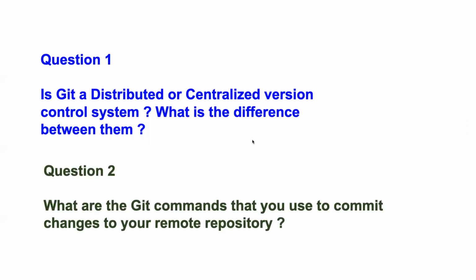Now, question number 2. What are the Git commands that you use to commit changes to your remote repository? It's a very basic question. If you're working on Git and making any changes to your code, at the end of the day you have to submit the changes to your remote repository. So you basically use 3 commands: git add, git commit, and git push. These are the 3 commands that you have to use.